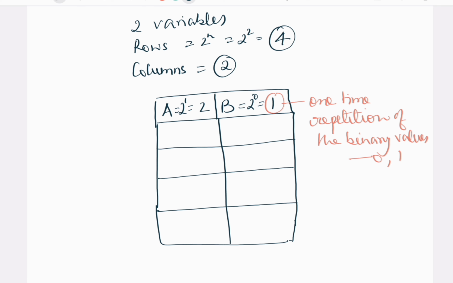So let's go. You need to make sure you have filled all the rows. So 0, 1, 0, 1. Following the same trick, it's 2 times, that means 2 times 0 and 2 times 1. I hope this is clear. Now let's try it with 3 variables. So let's go.